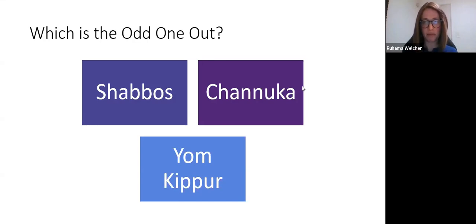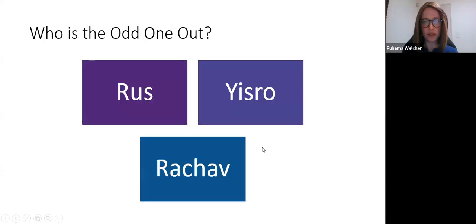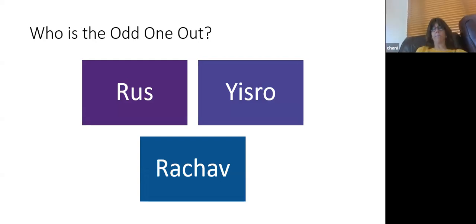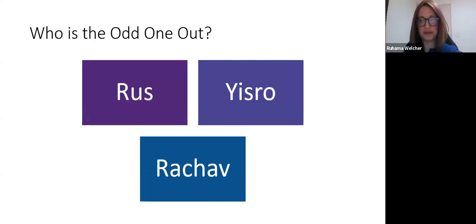Okay, another example. Rus, Yisro, and Rachav. Odd one out. Yisro. Yisro, why? Male. Male, and the other 2 are female. Okay, again, beginning of a unit, review in the middle of a unit. Okay, so Yisro is male, other 2 are female. Any other answers?